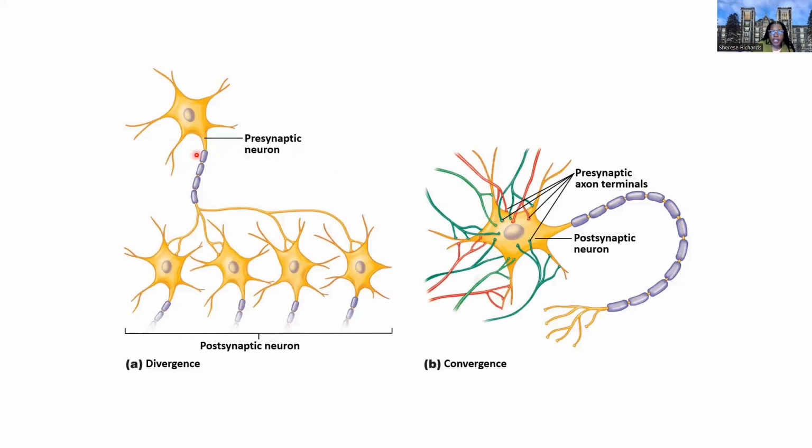Now, when you look at divergence and convergence, these are two mechanisms of neurons communicating to each other. So here's a presynaptic neuron. Here are several postsynaptic neurons.